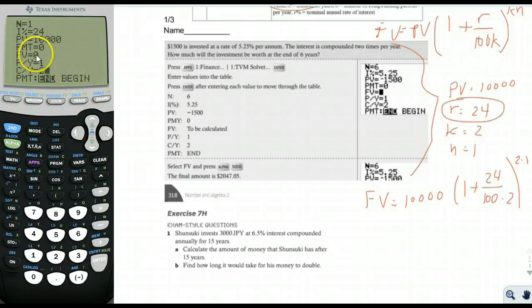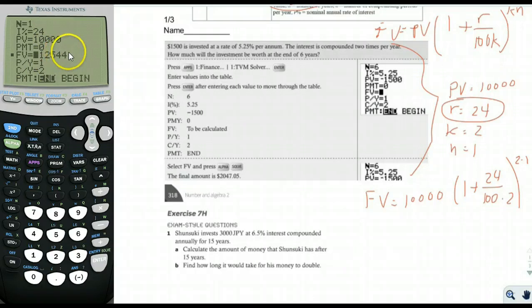Now what do we do? We don't know FV, and we want to know FV. So we put the cursor back up on FV, and then we're going to hit alpha, which is the green button, and then we're going to hit enter for solve, green solve. And it tells us 12,554. This number should look familiar because 12,554 is the amount that you would pay back from a loan if in 1 year you had 24% compounded semi-annually. Okay, so K was 2, present value was 10,000, interest rate was 24.